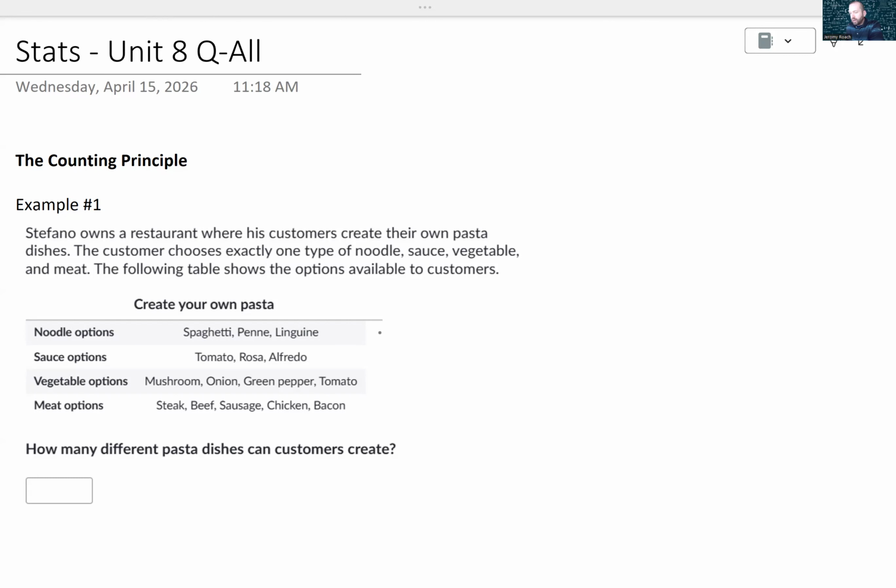And so for the noodles, we have three options. For the sauces, we have three options. For the vegetable options, we have four options. And for the meat options, we have five options. And it says, how many different pasta dishes can customers create? And so we're going to multiply all of these. And this is how we apply the fundamental counting principle to find how many different dishes can be made. And this equals 180 when we type that in our calculator. That's all we have to do with this problem. Let's look at the next one.